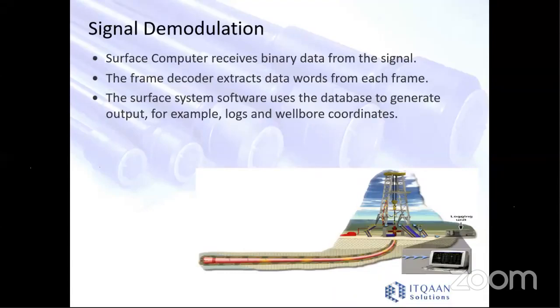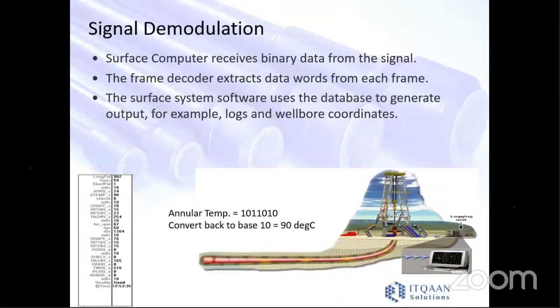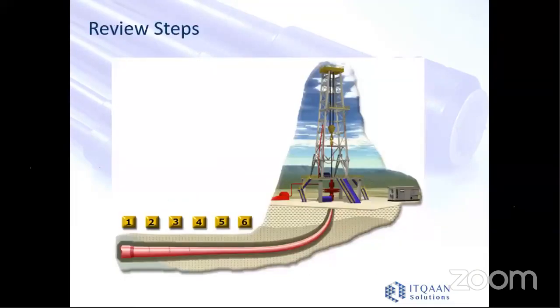Signal demodulation is actually the last step. The surface computer receives binary data from the signal. The frame decoder extracts the data word from each frame, and the surface system software uses the data to generate output, for example logs and well bore coordinates. Okay, we have another example here. On the surface computer, we are using binary for annular temperature, 101010, and then it's converted back to base 10. But we have a very clear example here.